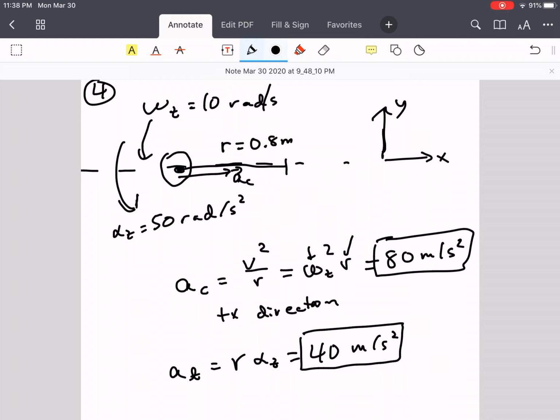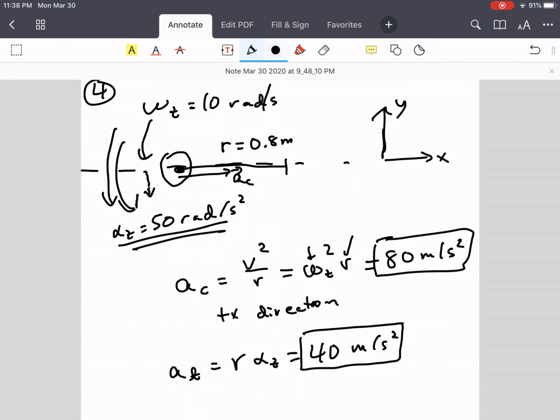The answer is minus y. So it's rotating around in a counterclockwise direction as shown. At the particular point in time, the velocity is pointing down, I mean, it's moving down in the negative y direction, and the acceleration is positive. So it's going faster and faster.